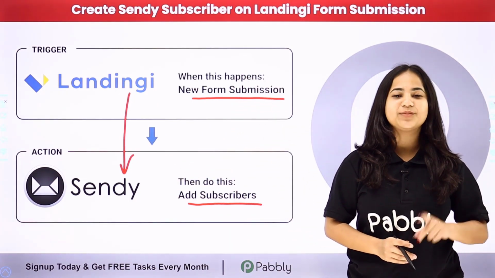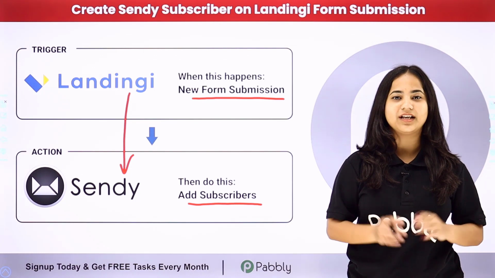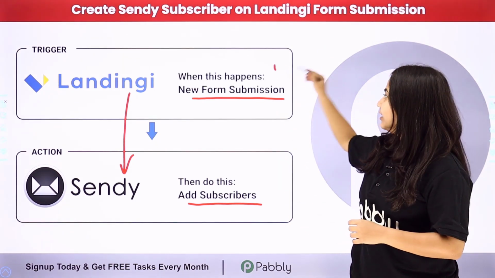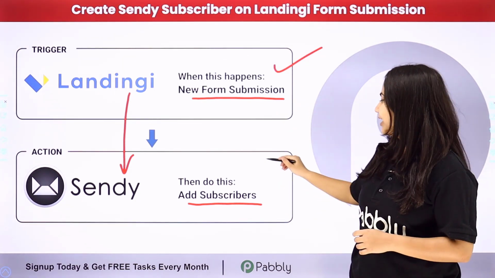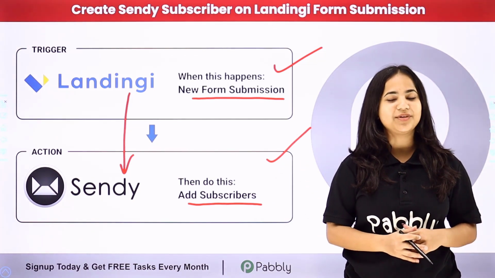Pabbly Connect works on two principles. First is trigger and second is action. Here my trigger application is Landingi and my action application is Sendy. To learn how to do this, let me take you to my screen.